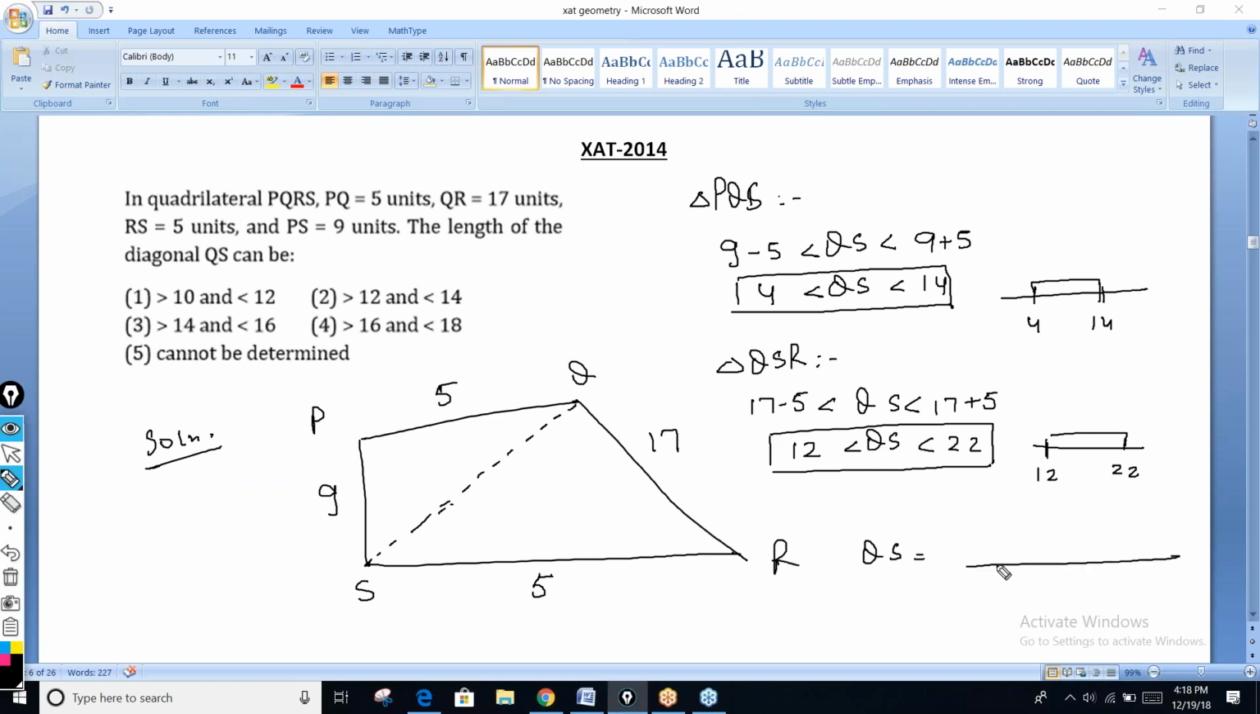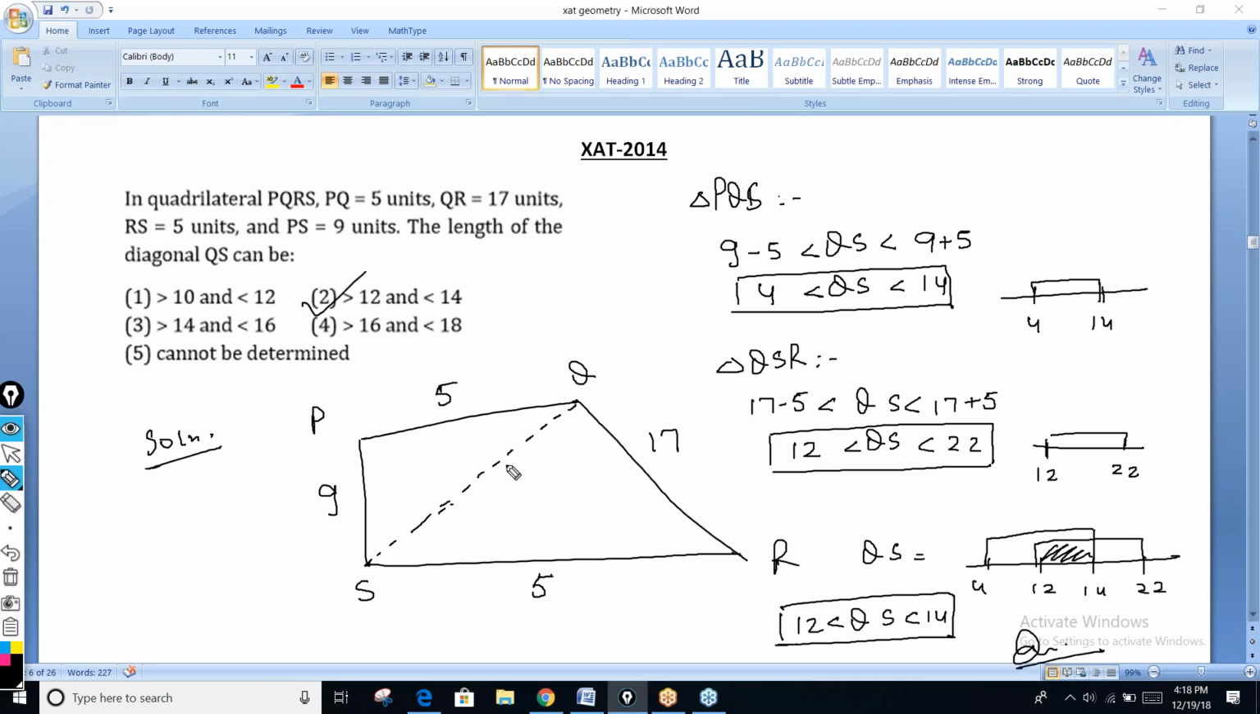The common range of QS is obviously, if I put it on the number line, 12 to 14. One is saying 12 to 22, the other is saying 4 to 14. So what is the common range which is satisfying both the conditions? That is 12 to 14, and that is the answer. The length of the diagonal QS will be between 12 and 14. That is the answer B. So in this question, only the basic property of triangle was used. So a good question. Okay, come to the next one.